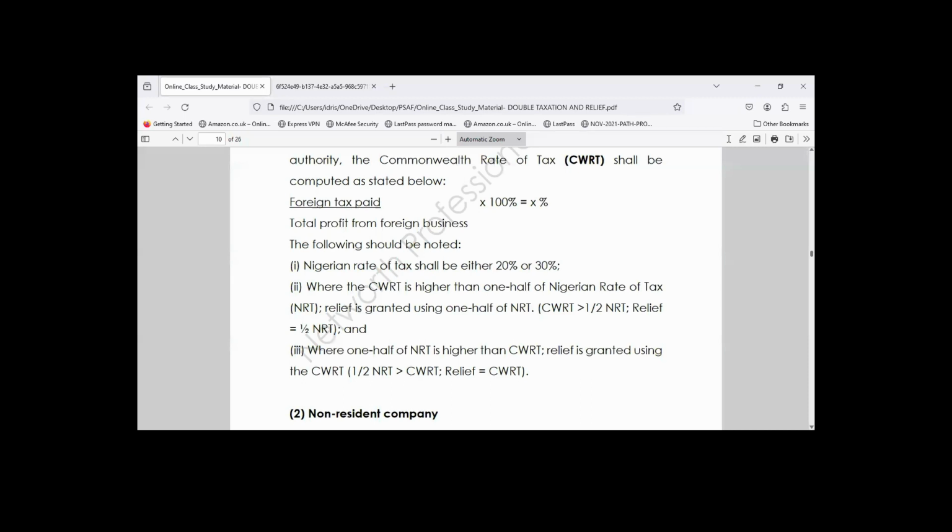For resident company, if you want to compute double taxation relief, you ask yourself a question: do the two countries involved in this double taxation have an agreement? When there is an agreement between the two countries, we use the rate stated in the agreement as double taxation relief rate. But when there is no agreement between the two countries, we are going to compute Commonwealth rate. After computing Commonwealth rate, we are now going to compare the Commonwealth rate with half of Nigeria tax rate. Whichever is lower between the two will be the double taxation relief rate.